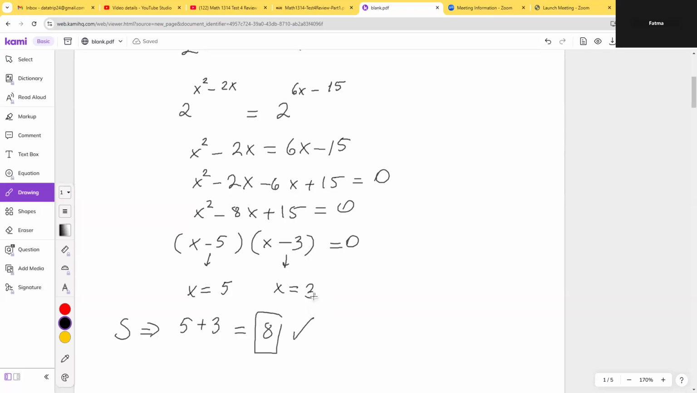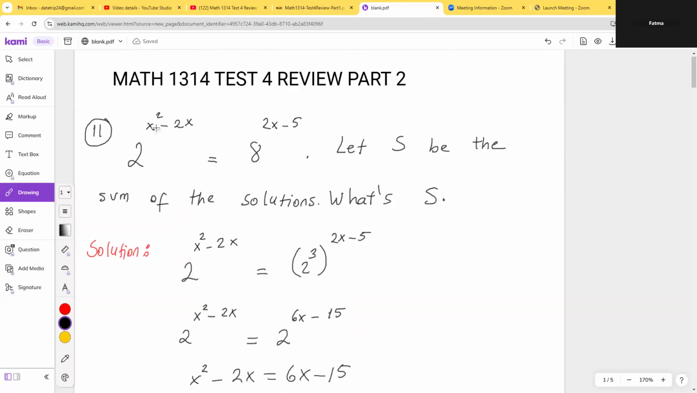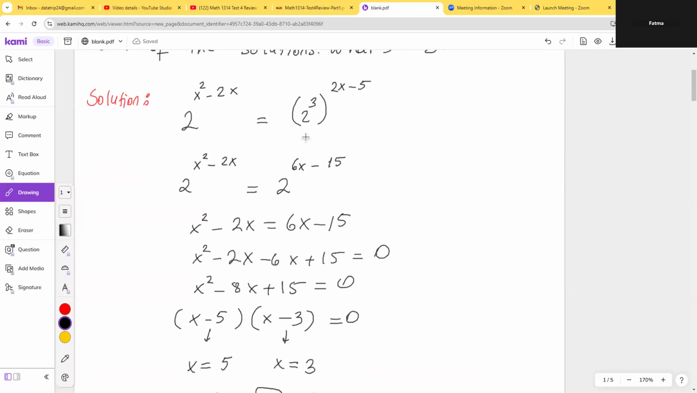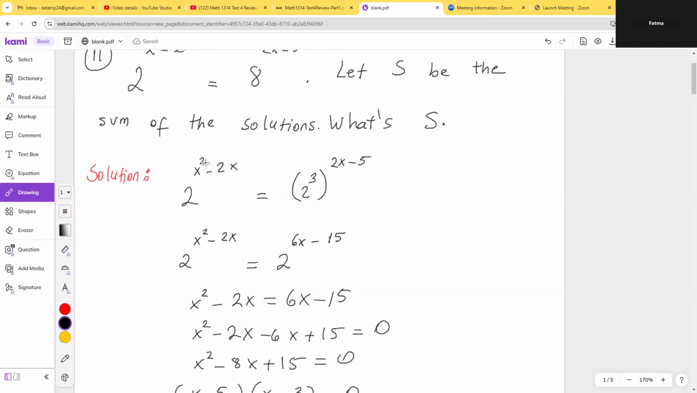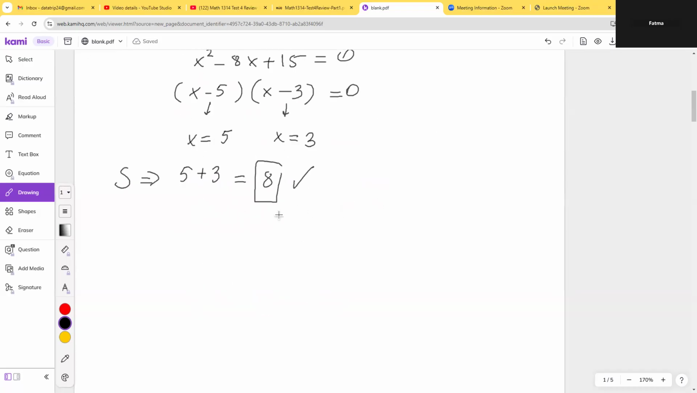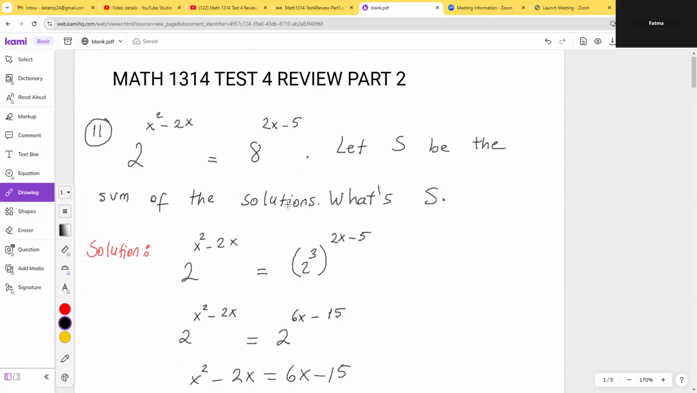I still want to check if any of these won't work with the original problem. 5 squared, 2 times 5: 25 minus 10, that's 15. This should be just 5. 2 times 5 minus 5, that works. If you try 3, 3 squared is 9, 2 times 3 is 6, 9 minus 6 is 3, and this should be just 1, and it works. Yes, both of them are accepted, and this will be the answer for question 11.